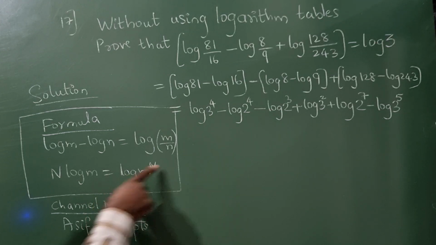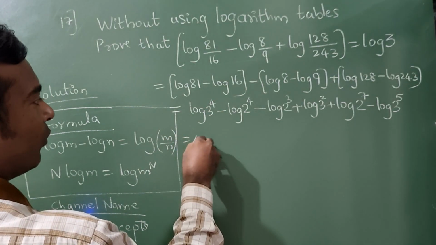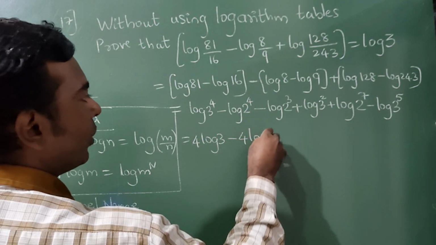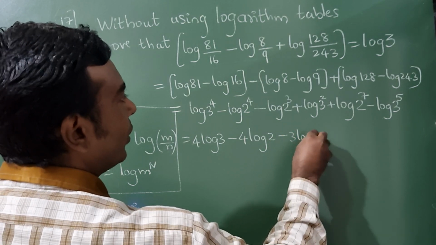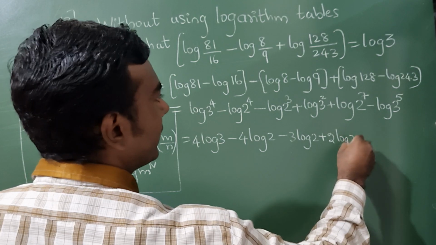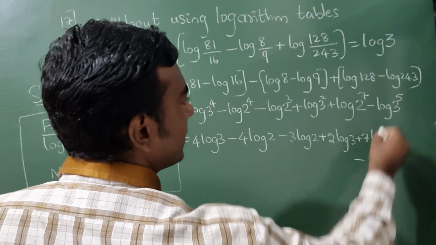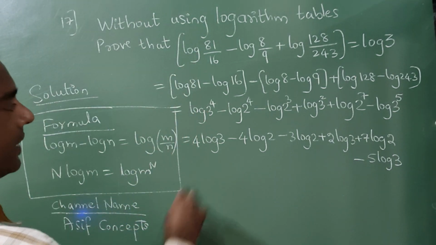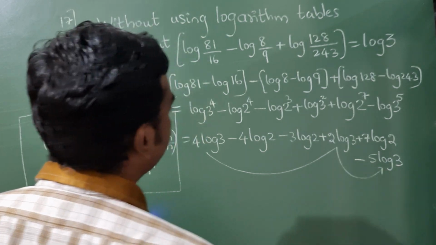Okay. Now I am going to use this formula: log m raised to n can be written as n into log m. So this is your n value. So 4 log 3 minus 4 log 2 minus 3 log 2 plus 2 log 3 plus 7 log 2 minus 5 log 3. Now see, wherever 3 is there, here log 3 is there, here is also log 3 and here is also log 3.